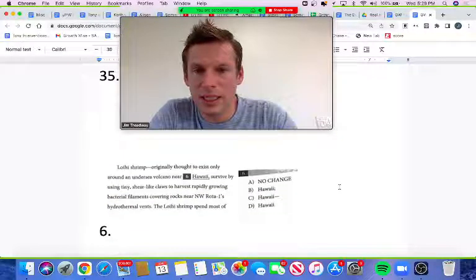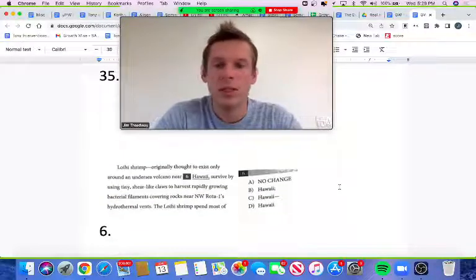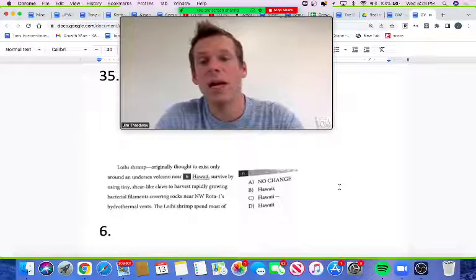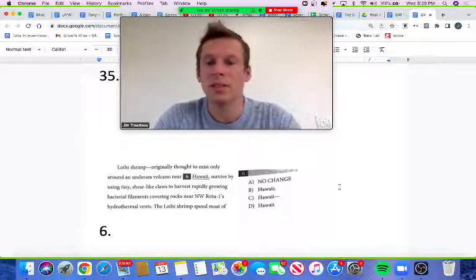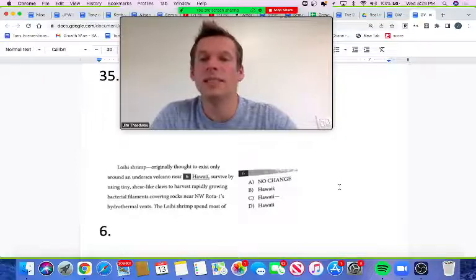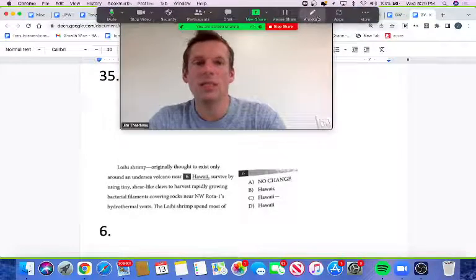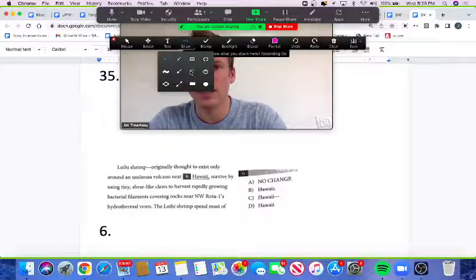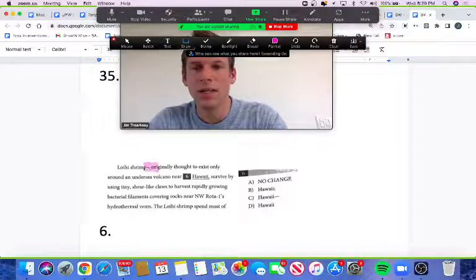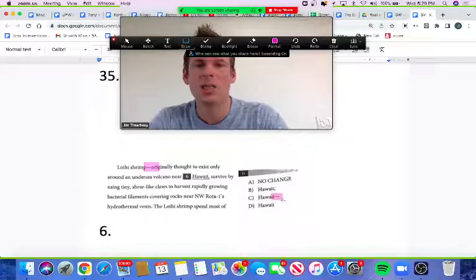Look at question 6 here. Loihi shrimp, originally thought to exist only around an undersea volcano near Hawaii, dash, survived by using tiny blah, blah, blah. Non-essential clause right there. So C, which connects the first dash in the sentence, which is not underlined, right here with another dash. So it's just making sure to put two dashes around the non-essential clause.